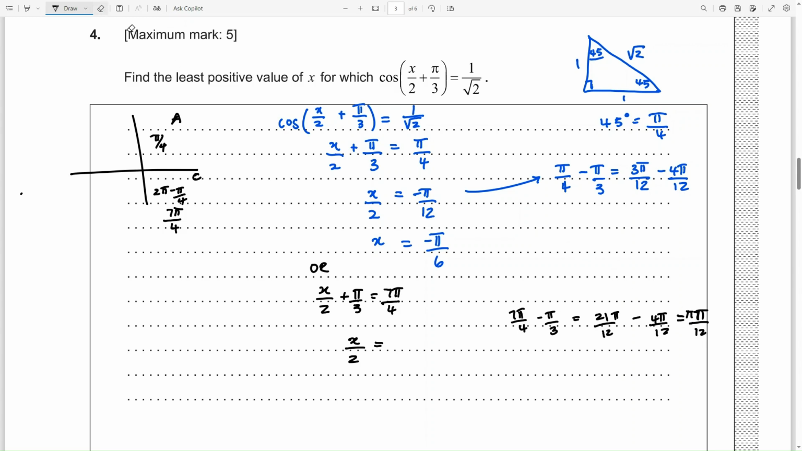Okay, that's getting tricky to write. Hold on. 17 pi over 12. Great. Then multiply both sides by 2. That gives you 17 pi over 6. That's the positive value. That's the correct answer.